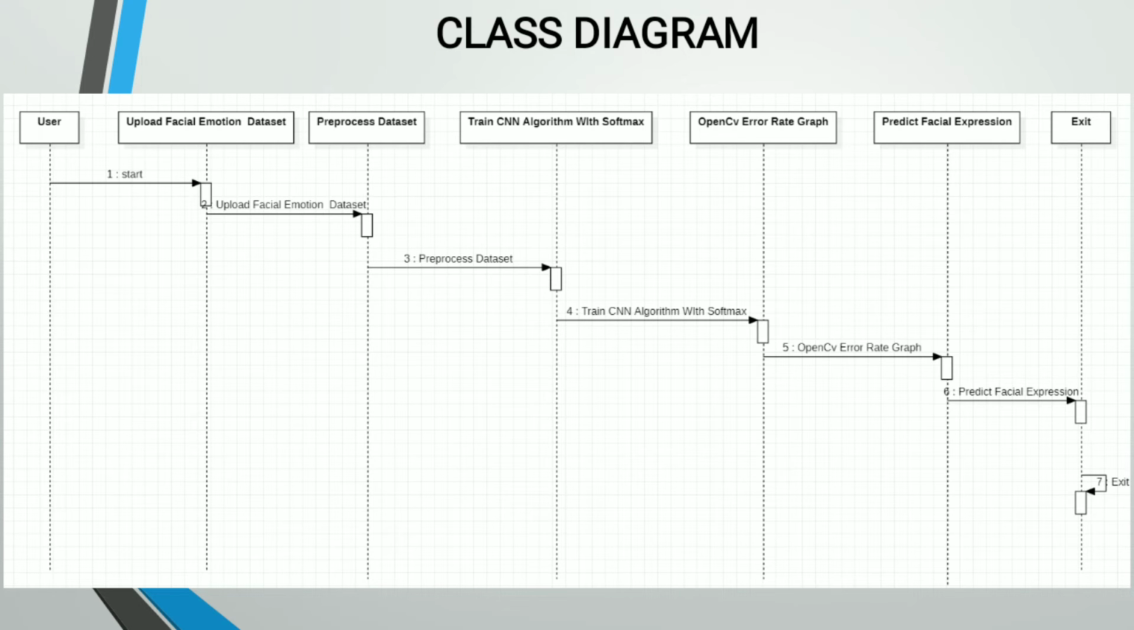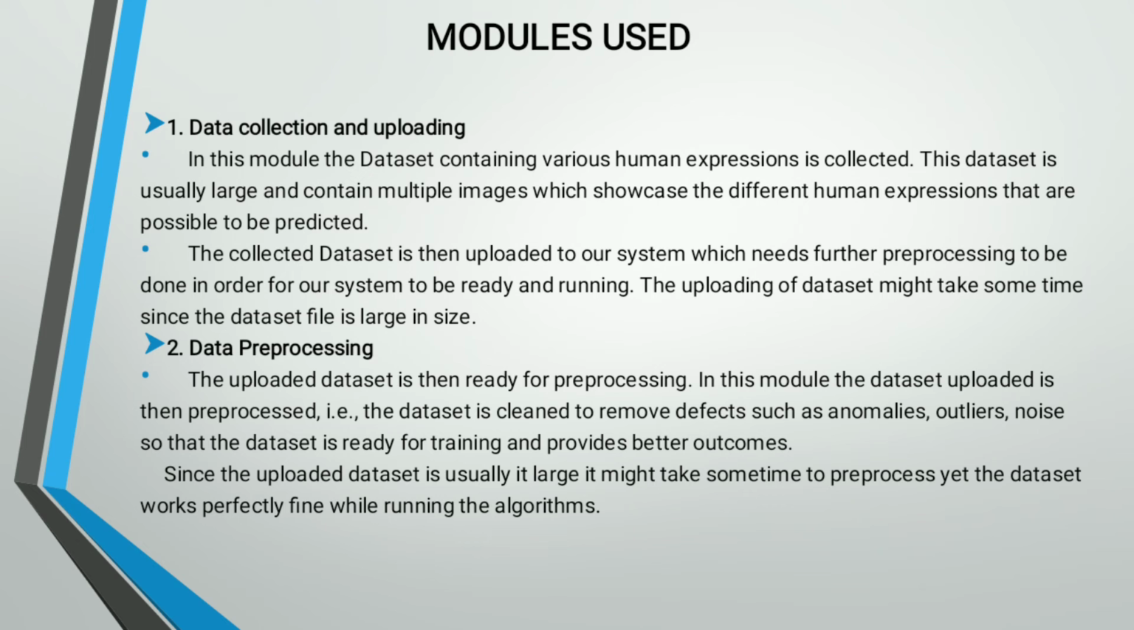Coming to the class diagram, the user is the start and predict facial expression is the end of the process. The modules we used are data collection and data uploading. Here we need to collect different types of human expression data and upload that in the dataset. The next one is data preprocessing. We need to preprocess the uploaded dataset so that it is ready for processing.